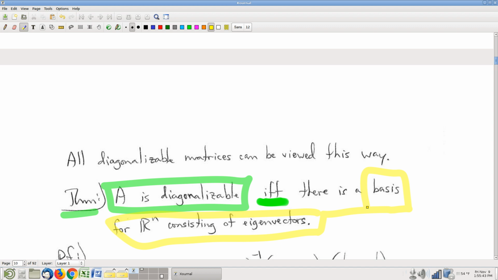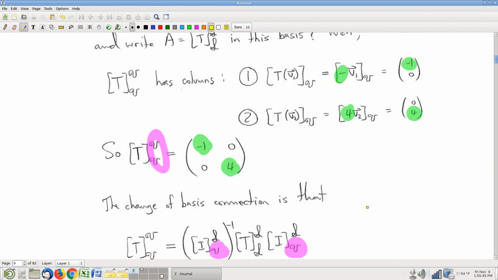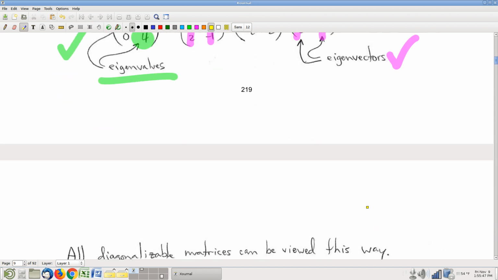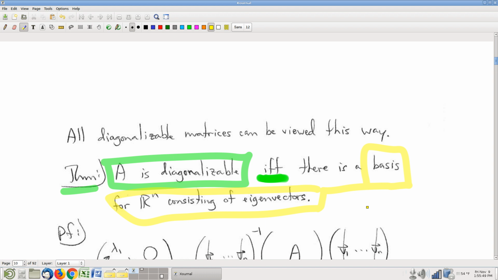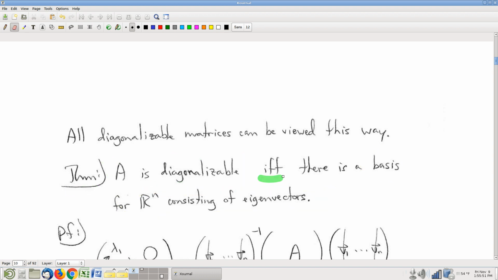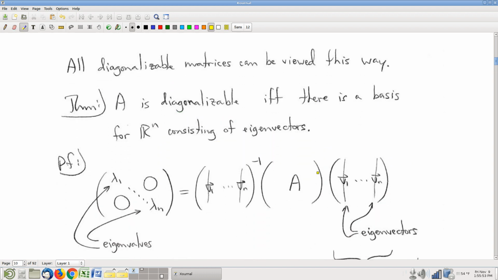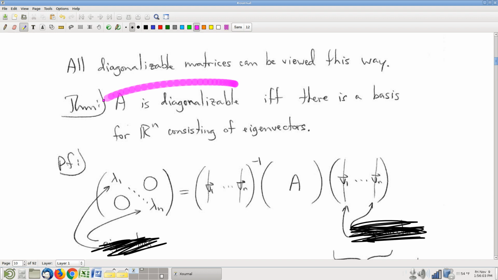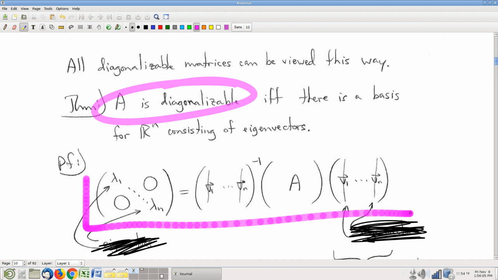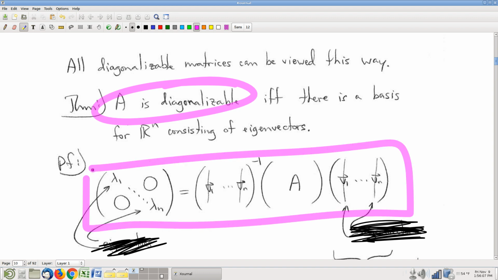And this is what I claim, as we were noticing the pattern on the previous page. But let me give you a general proof of this fact. I'm going to start by scratching off the punchline here, so let's not assume anything we shouldn't assume. We'll start with: suppose the matrix is diagonalizable. This is what diagonalizable means, straight out of the definition.